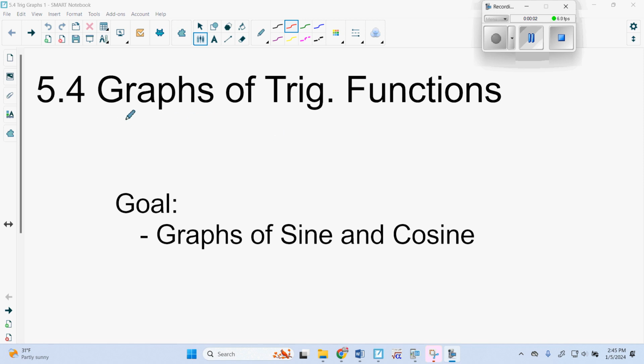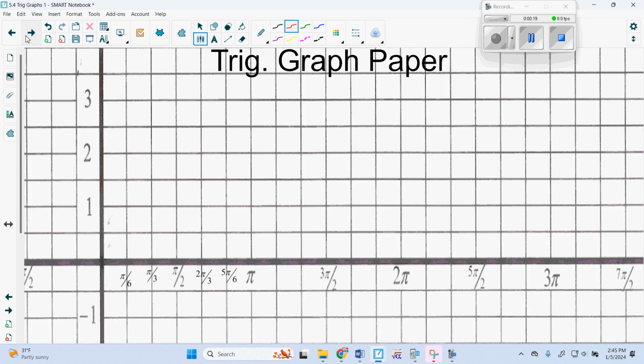In this video, we want to look at the graphs of sine and cosine. We are not going to look at all the trig functions today. We'll eventually get there, but today we are just going to look at the graphs of sine and cosine. Now, before we start graphing sine and cosine, we first need to talk about our graph paper.